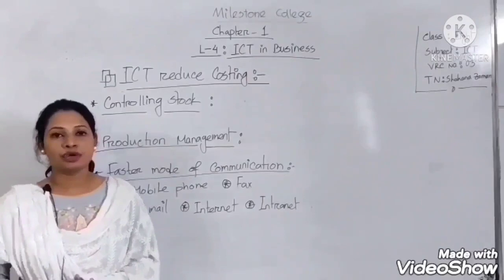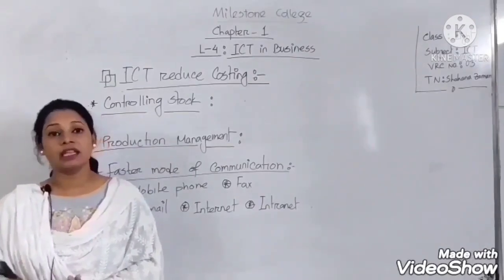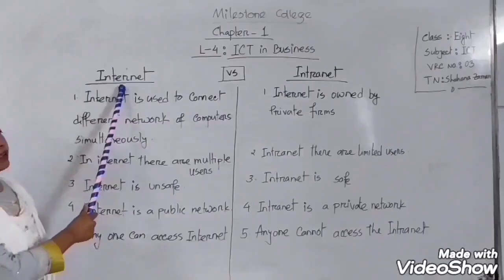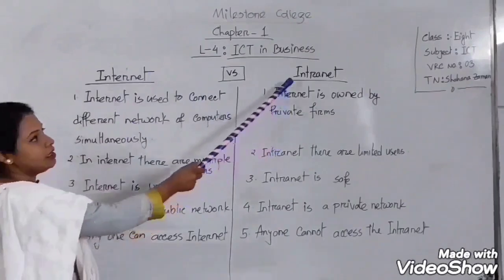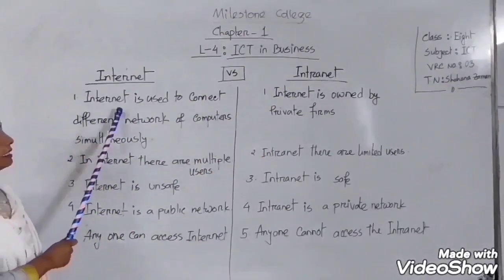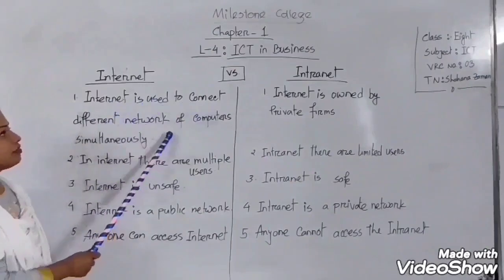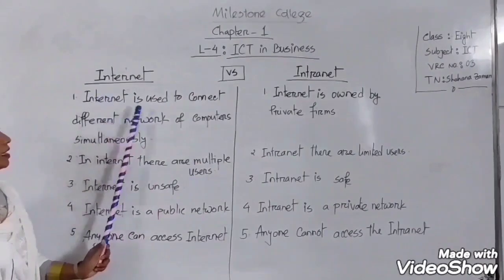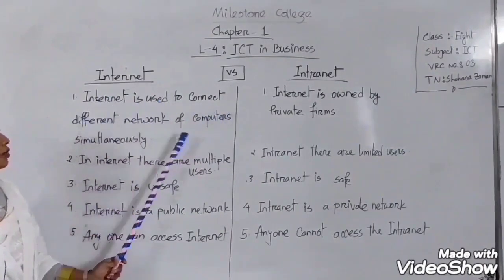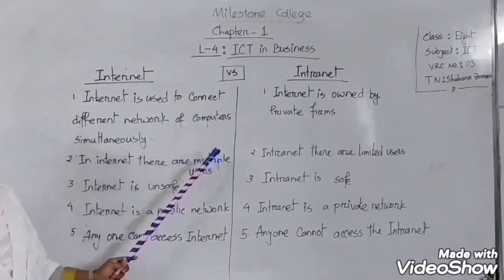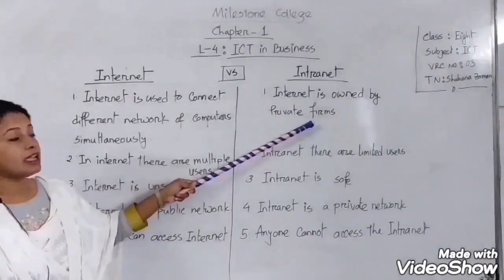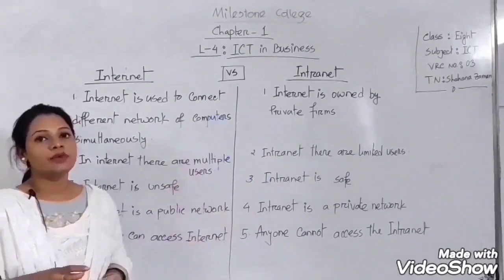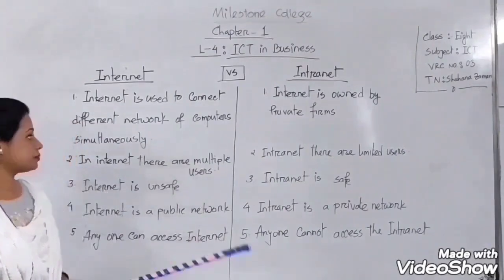Students, I want to show you one difference between internet and intranet that makes your concept more clear. Check the difference between internet and intranet. Number 1. Internet is used to connect different networks of computers simultaneously. And here you see, in case of intranet, it's owned by private firms. That I already told is only within an organization.